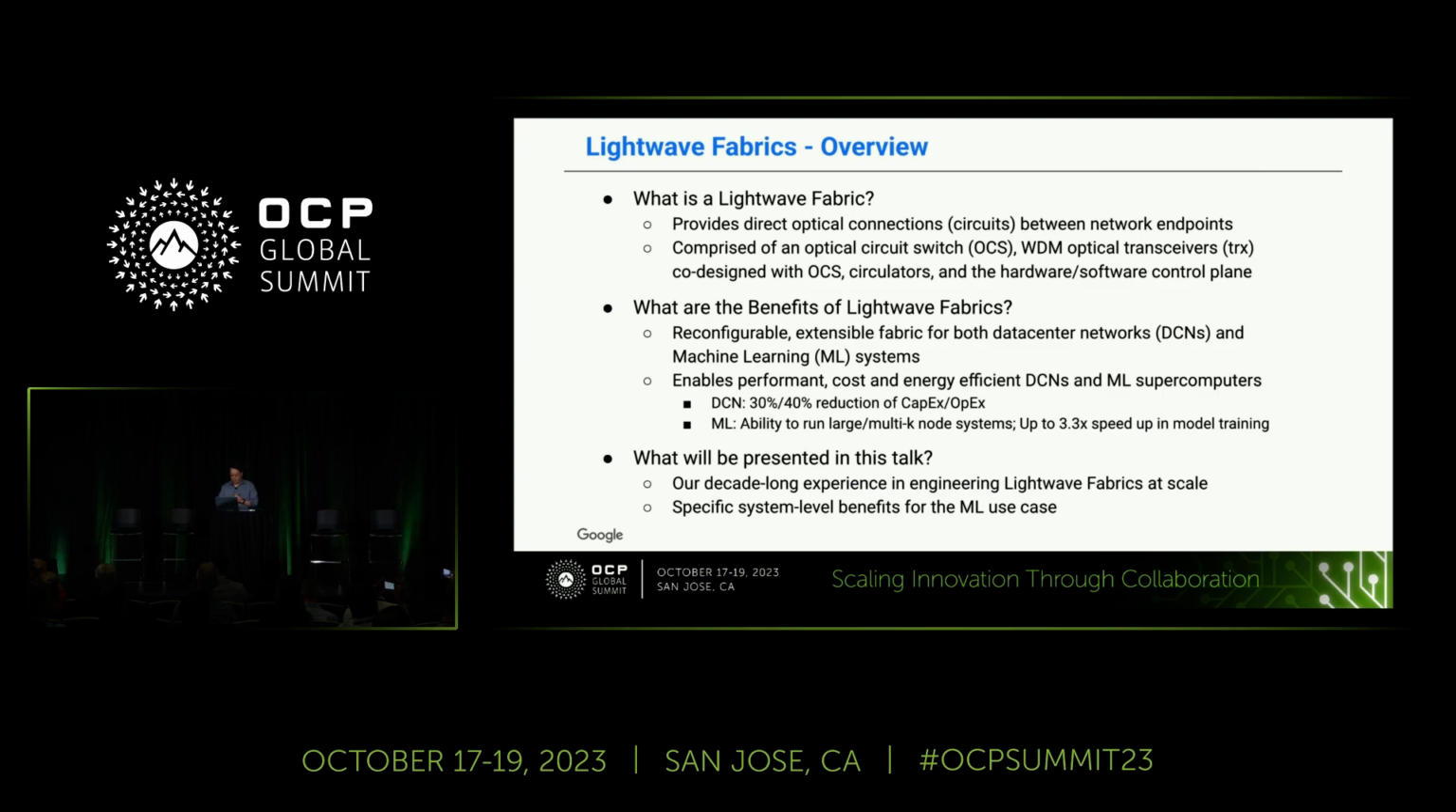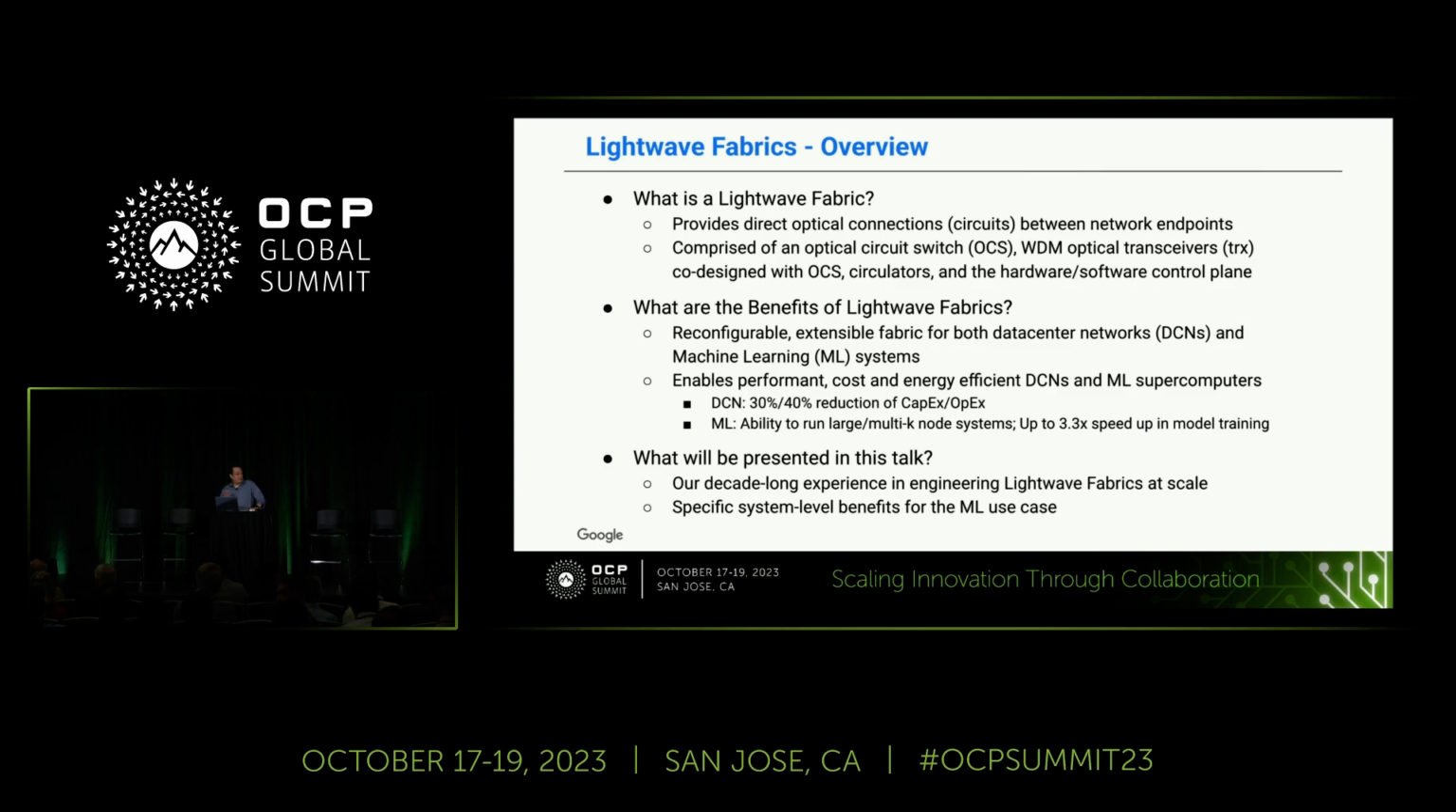So this provides our direct optical connection between the networking endpoints. It is comprised primarily of the optical circuit switch. I'll share a little bit more detail here. But we also have to work with the WDM transceivers that have been co-designed to work with the OCS as well as the circulators. And you'll see why that's very important shortly. And obviously the hardware and software control plane.